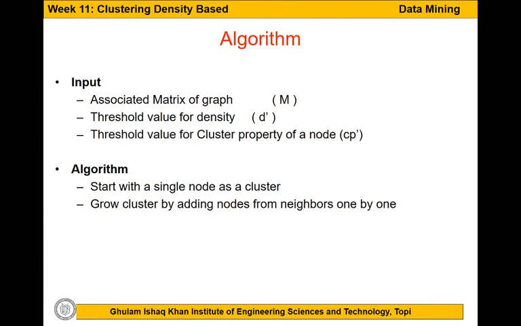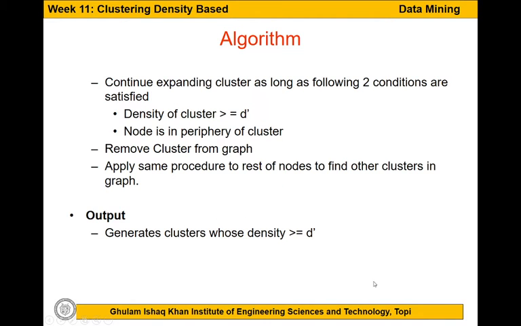Right. Now, the algorithm starts by adding nodes from neighbors one by one, and it continues expanding the cluster as long as the following 2 conditions are true: the density of the cluster is greater than the threshold density, and the nodes are in the periphery or the neighborhood of the cluster, right? So once these 2 conditions stop being satisfied, we will remove the cluster from the complete graph, and then we will apply this same process on the remaining graph, right? But it's not that simple, there are many details in that.